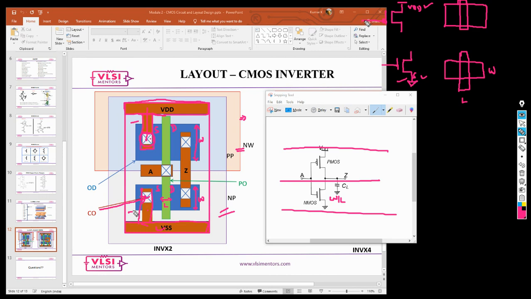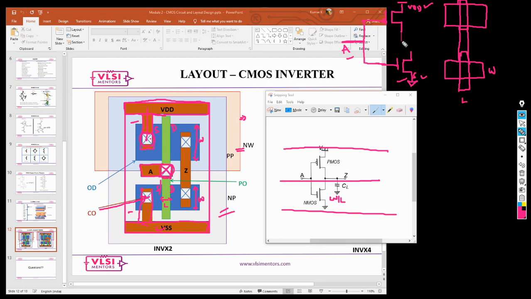Now next thing is both the inputs are shorted. Do you see this? Both the inputs are shorted and we call it A. Now look at this. This poly and this poly now become one single poly. Now the A is going to be metal, which we are connecting to that poly using the contact. Okay, now you are done with this particular connection.